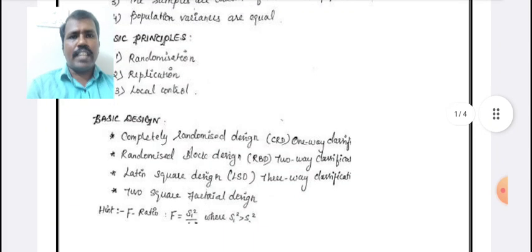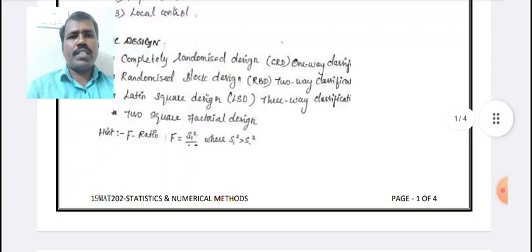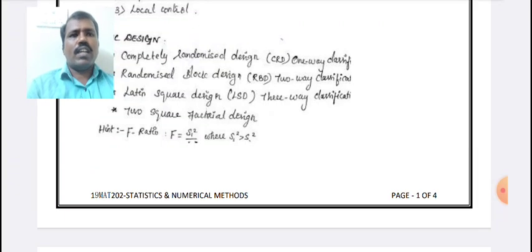And the basic designs: completely randomized design, CRD or one-way classification; randomized block design, RBD or two-way classification; Latin square design, three-way classification; F ratios also.